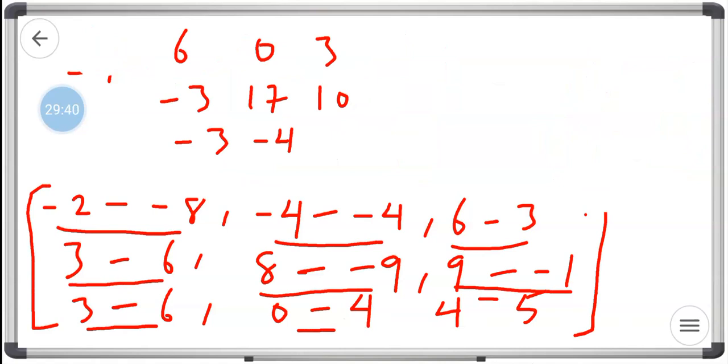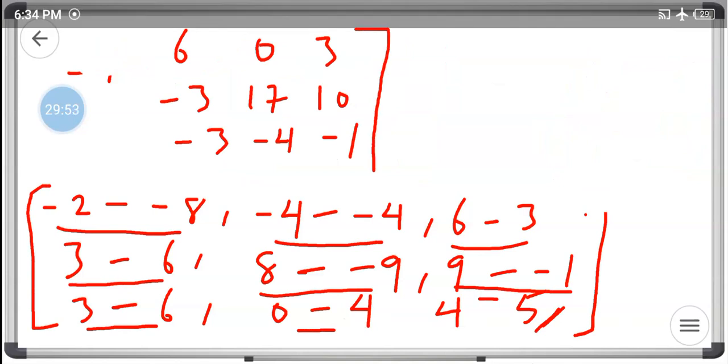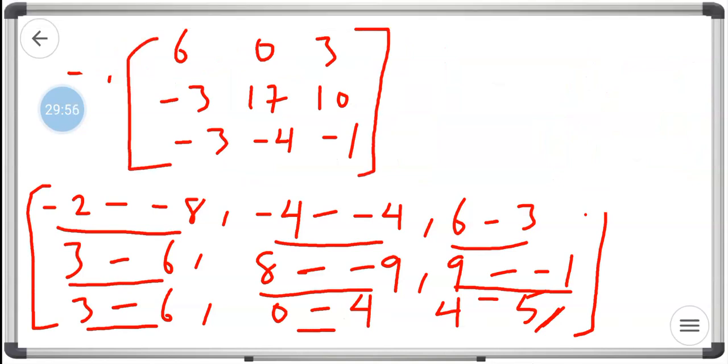And the last one here, that is 4 minus 5. 4 minus 5, that is minus 1. So quickly, let me put my bracket, because a matrix is a rectangular array of numbers enclosed within a bracket. Now if you look at this, after the evaluation of Q minus P, we got 6, 0, 3, minus 3, 17, 10, minus 3, minus 4, minus 1, which is our final answer.